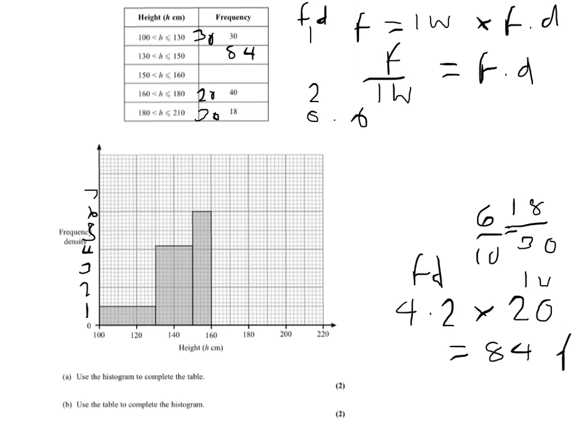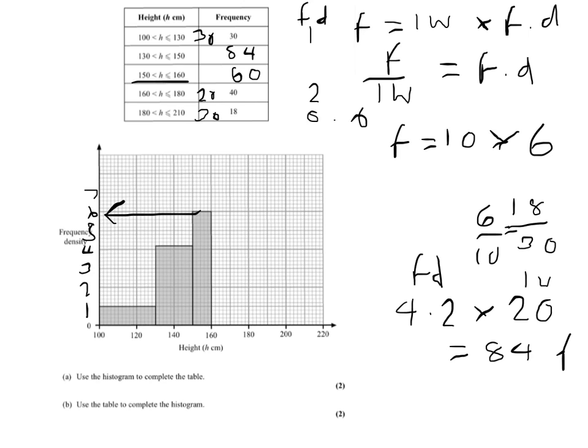If we now go to the 150 to 160, that lines up with 6, and that's 6 times 10. So the frequency will equal the interval width, which is 10, times the frequency density we read off, which is 6, and so the frequency is 60.